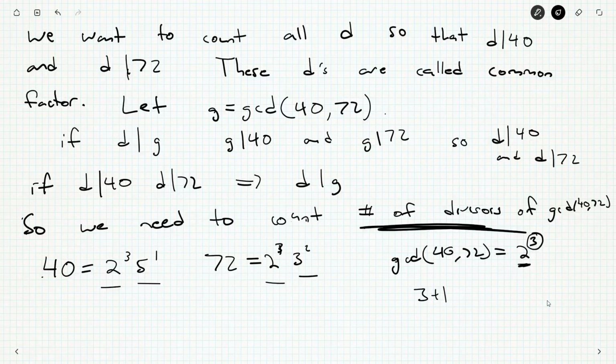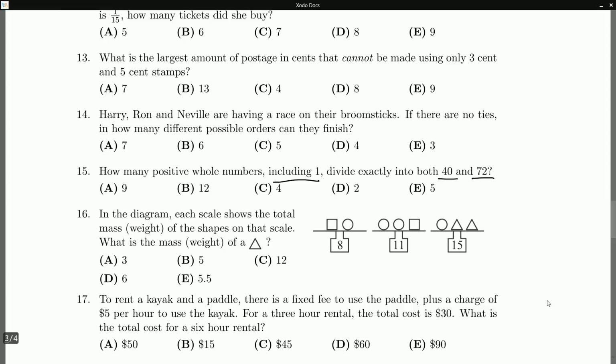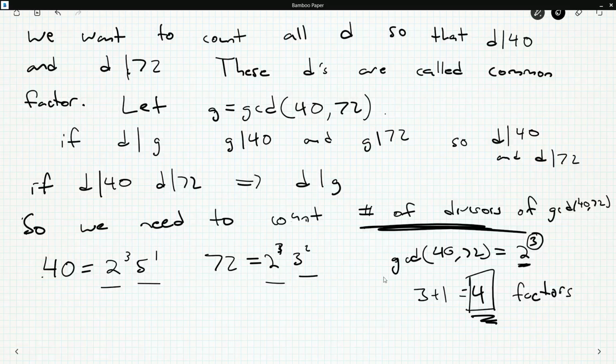So we have 2 to the 3 here. There's going to be 3 plus 1. There's nothing else to multiply it by, but 4 factors. And so the answer is going to be 4. So here's a lot of math theory to get the answer. Now, you probably didn't do it this way. What is the answer, by the way? That'll be C.